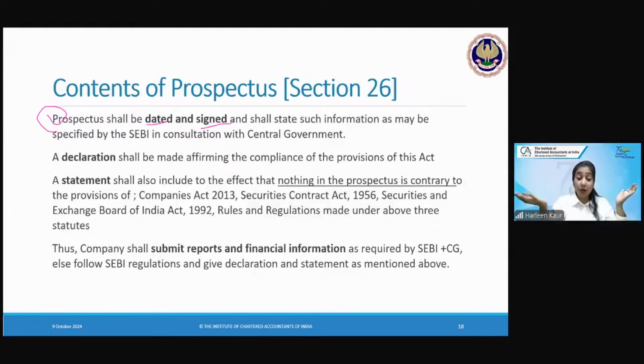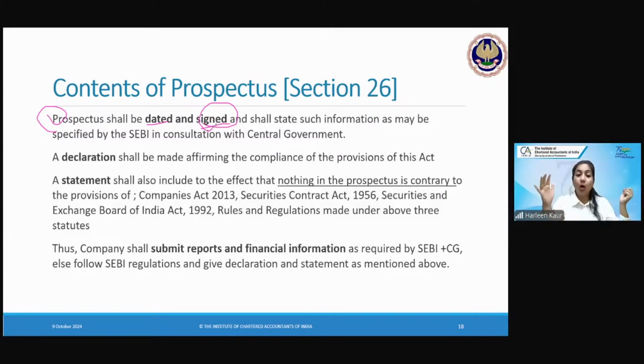So I'm taking up the securities, the shares of the company. So I need to know when this prospectus has come. The date given over there will be the date of the publication of this. Whatever date is written on the face of the prospectus, that is the date of the publication of the prospectus. And the prospectus shall be signed. Who is going to sign the prospectus? All the directors and all the proposed directors.